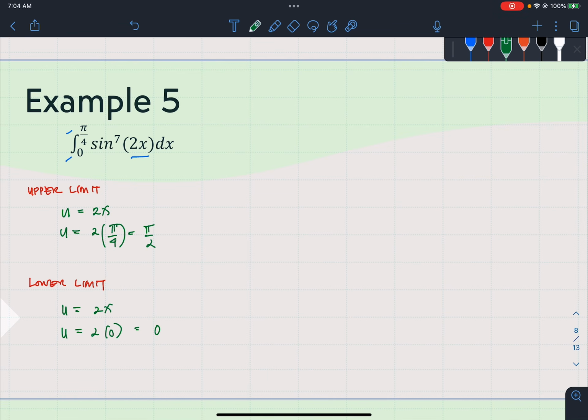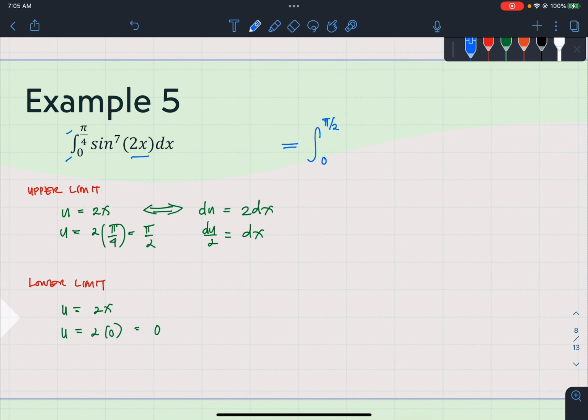But then, we need the transformation here. We have dx there, so therefore we need to take the derivative. So our u, the derivative of that will be du, and the derivative of 2x will be 2 dx. So u is du, and 2x is 2 dx. So therefore, du all over 2 is equivalent to dx. And that is what we will be substituting here. So the new lower limit is still 0. The upper limit from pi all over 4 became pi all over 2.